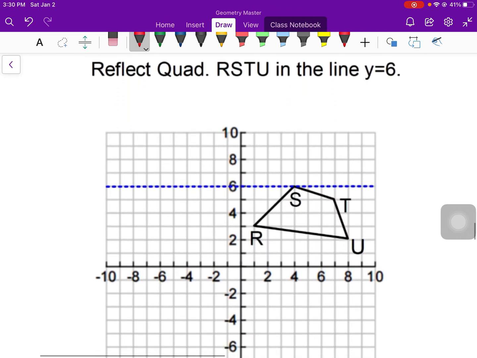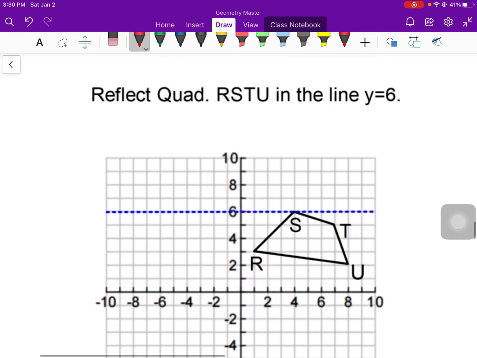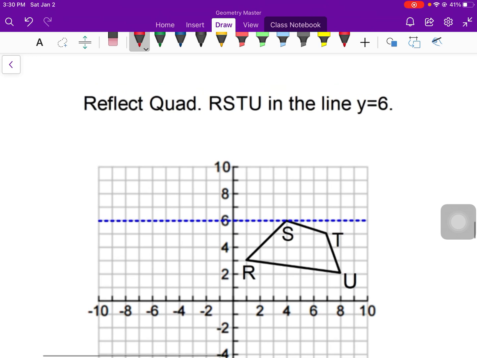So next up, we're going to reflect quadrilateral RSTU in the line y equals 6. The line is already drawn for us, and like I said, we're going to have a special case here. So I'm going to do red again, and I always like to start with whatever is closest. In this case, S is right on there. That means S prime is also right on there.